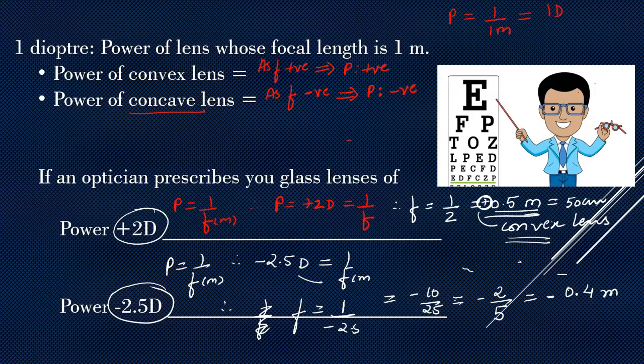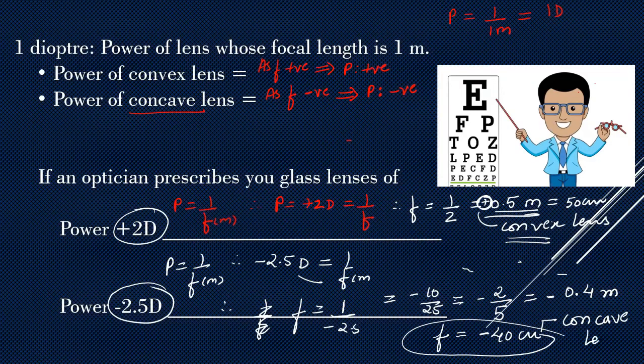0.4 meters. Minus 0.4 meters, that is, minus 2.5 diopters, tells me that I have to use glass lenses which have a focal length of say 40 centimeters, and the negative sign indicates that I should be using a concave type of lens, right? This is the way we need to interpret the information given to us, right?